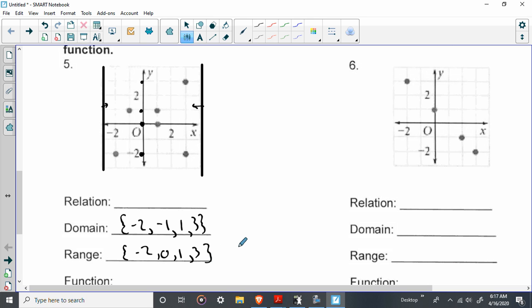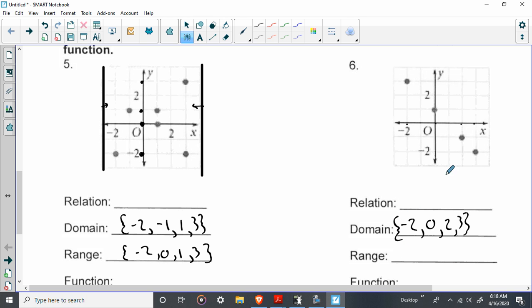Okay? So again, for this one going across, where the x values exist, there's one here, there's one here, there's one here, and there's one here. So your domain will be all those x values. Going across, that's going to be -2, 0, 2, and 3. Give me the fancy squiggles.